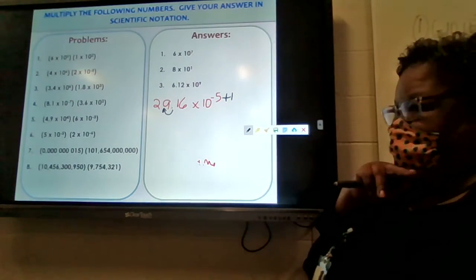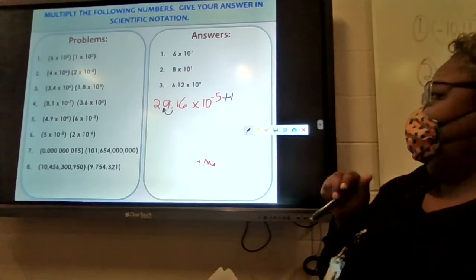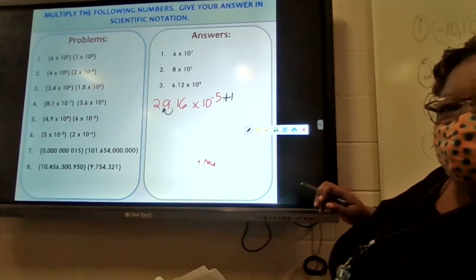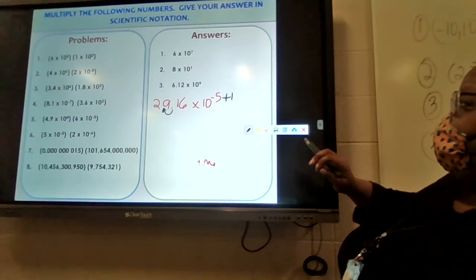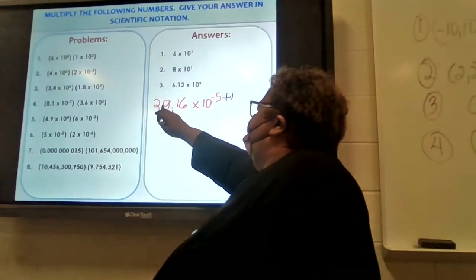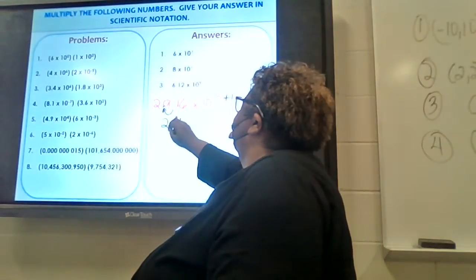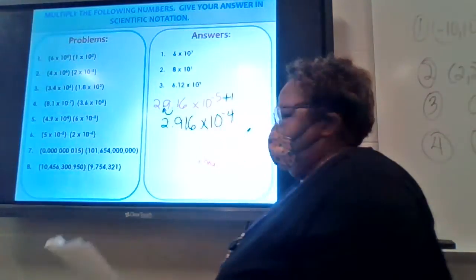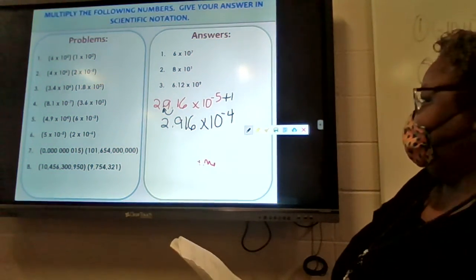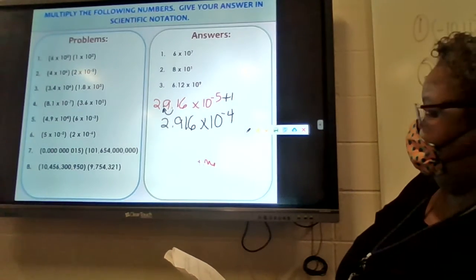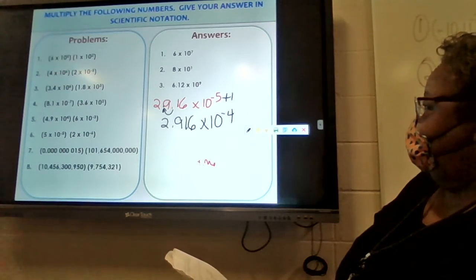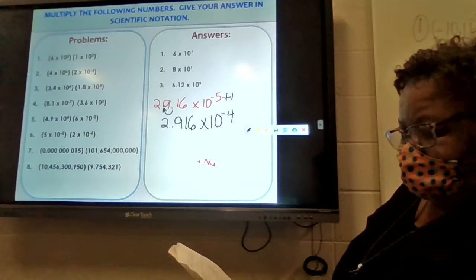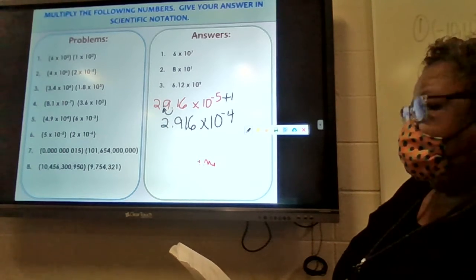Because remember, it's the opposite of what you think on the number line. If you move your decimal to the left, it's positive. If you move your decimal to the right, it's negative. So I moved it to the left, so I'm going to add 1. So this becomes 2.916 times 10 to the -4. Y'all got that written down?